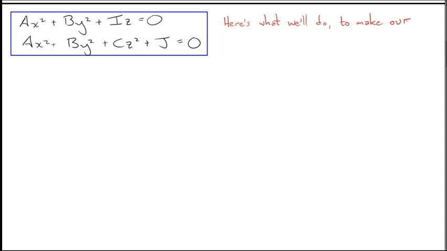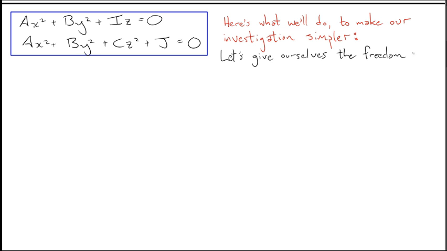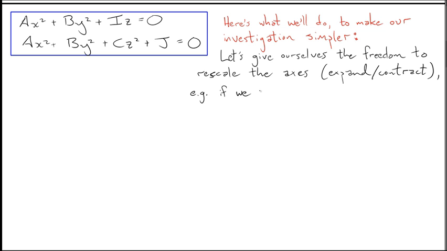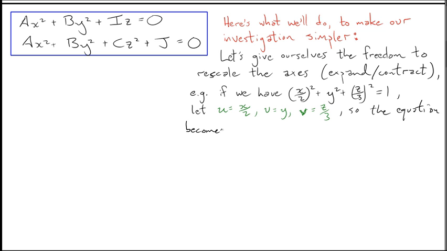So here's what we're going to do to make our investigation a little bit simpler. Let's imagine that we can expand or contract along coordinate axes. So, for example, if you started with the equation of an ellipse, maybe it looks like this. Let's take x over 2 all squared. Let's just introduce new variables, u, v, and w, to be x over 2, y, z over 3, and then the equation takes the form u squared plus v squared plus w squared equals 1.